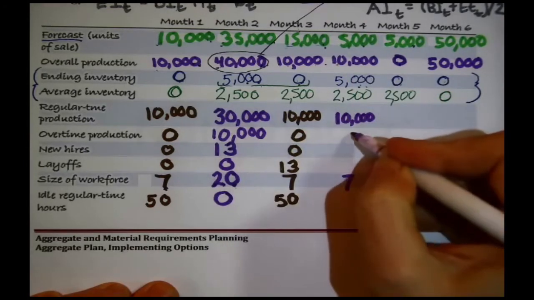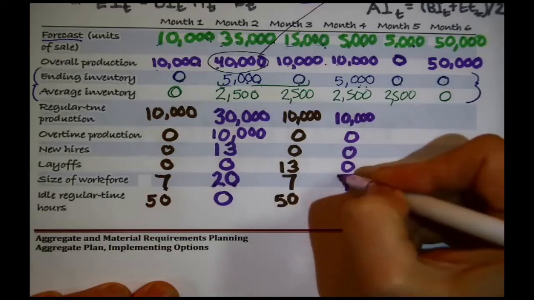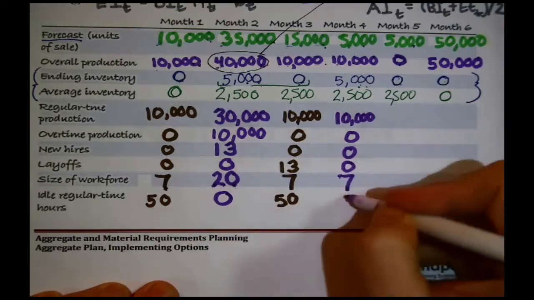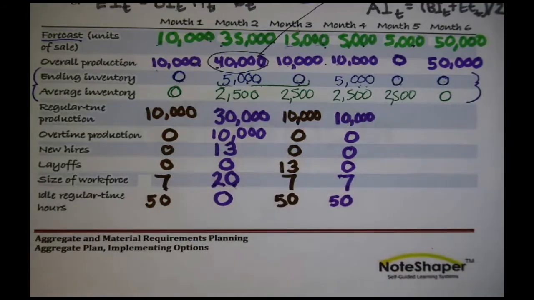Don't have to work any overtime. At least here we don't have to do anything to the workforce because we're keeping the same workforce, but that does mean we're going to have 50 idle units. Well, that's okay. Now the fifth month, this one's pretty easy.